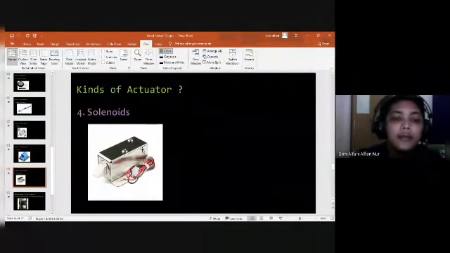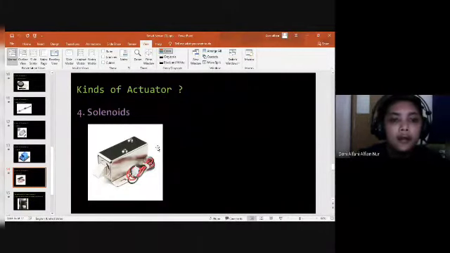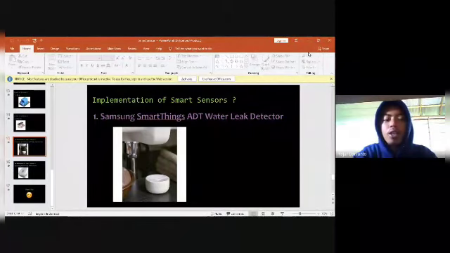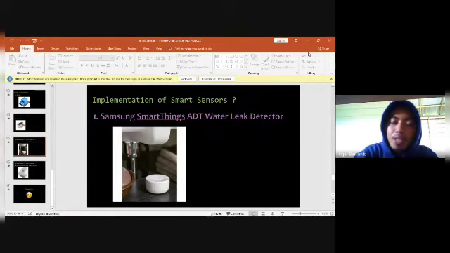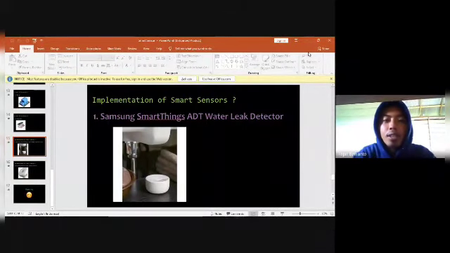Well, that's for me. Now Fajar will talk about the implementation of sensors. Fajar, the floor is yours. Thanks to my brother, Doni Alfani, who has explained about microcontrollers, and my brother Rafliq, who has talked about IoT. Now I will explain about smart sensor implementation.